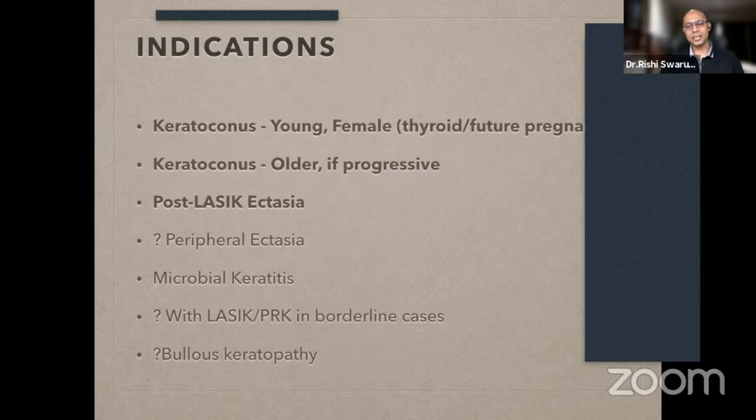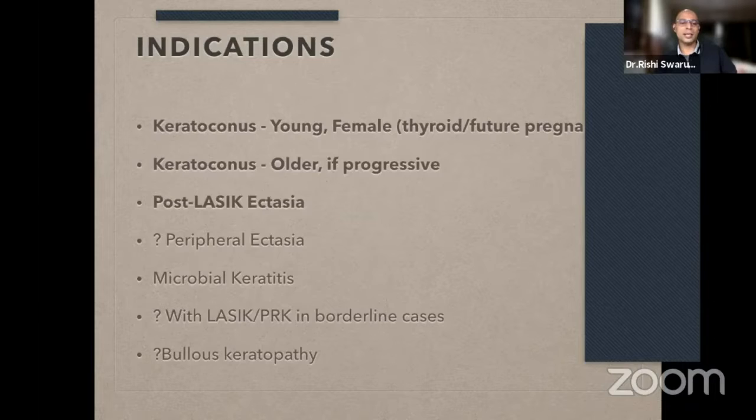Peripheral ectasias are a relative indication because cross-linking is not as effective. So if you have like a pellucid, you may not be able to effectively stop it with cross-linking, but some people have shown success with cross-linking. So you could try them as a first measure.